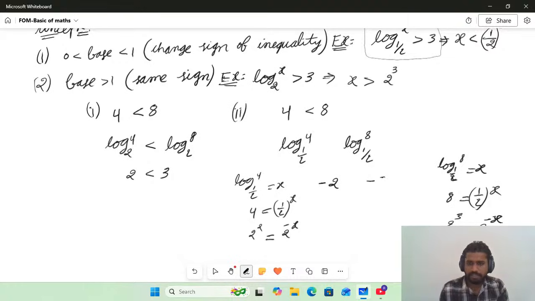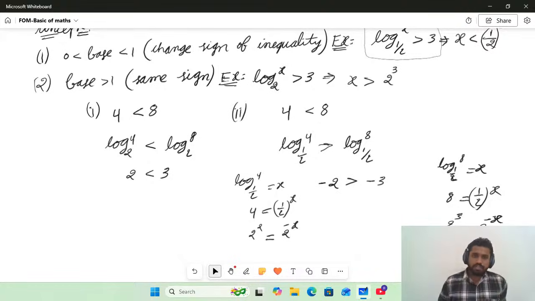Now which one is greater, minus 2 or minus 3? Obviously minus 2 is greater than minus 3. So what happened here? Initially we assumed 4 is less than 8. After applying logarithm on both sides, log 4 is greater than log 8, we got. Minus 2 is greater than minus 3. Understood the logic here?